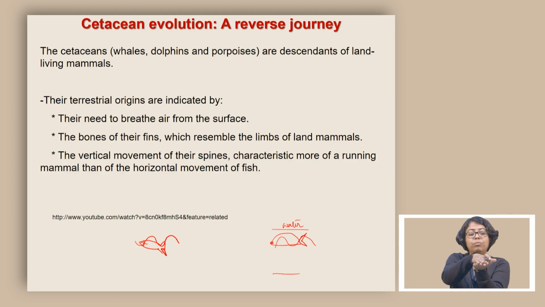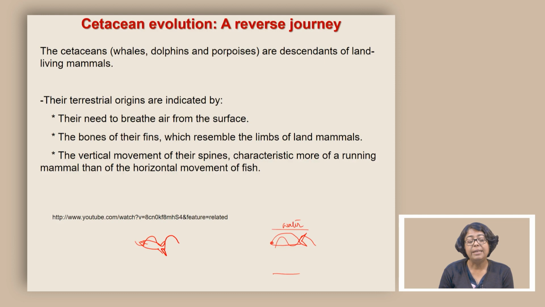So, their movement is more of an up and down movement, like how a horse moves or how a cheetah moves, rather than a sidewise movement. This is unusual because none of the other fish or water living animals show this kind of pattern. So, the vertical movement of the spines, characteristic more of the running of a mammal than the horizontal movement of a fish, indicates that their origin must have been terrestrial and then they evolved to live in the water.